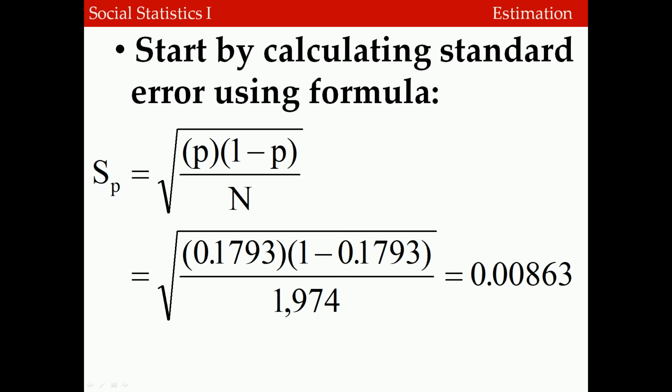Let's start by calculating the standard error of proportions. We plug the numbers into our formula. We take p, in this case 0.1793, multiply it by 1 minus p, and then divide it by n, the number of cases, in this case 1,974. When we do all the arithmetic and take the square root of that value, we get 0.00863. And so we've got a fairly small standard error here.